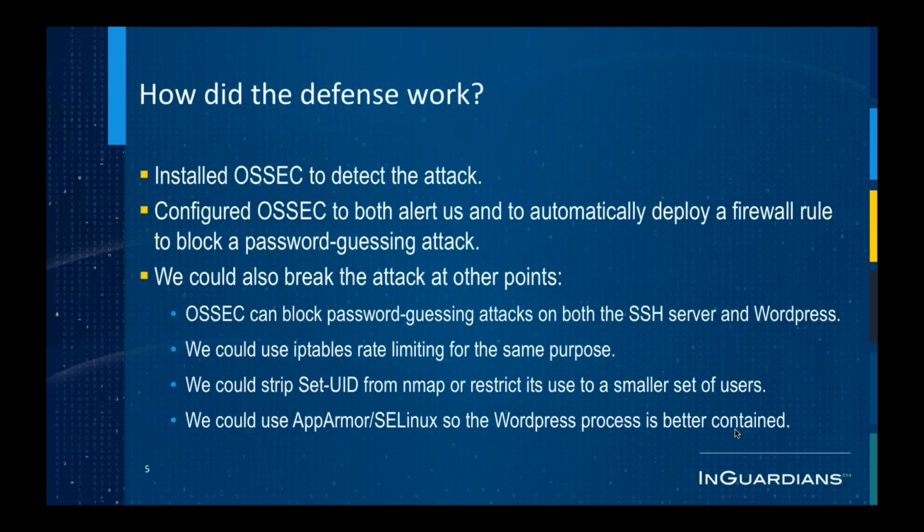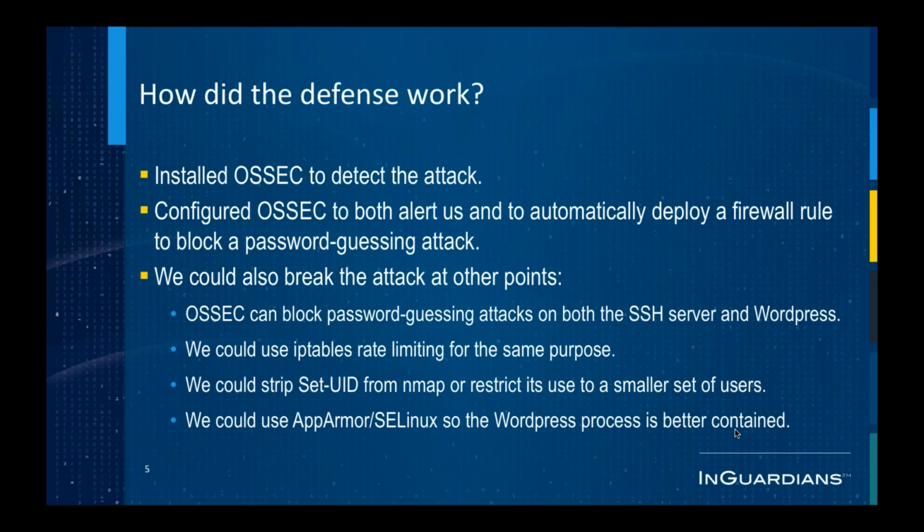So to block it, there are a bunch of things we could do, but in this case, we set up OSSec to detect the attack on the WordPress site, and we configured it to alert us and to deploy a firewall rule that was going to block that password guessing attack. And there are a few other places we could do that. In another version of this demo I've given before, I've had OSSec running on the second system that blocked the SSH password attacks. We could do it there.